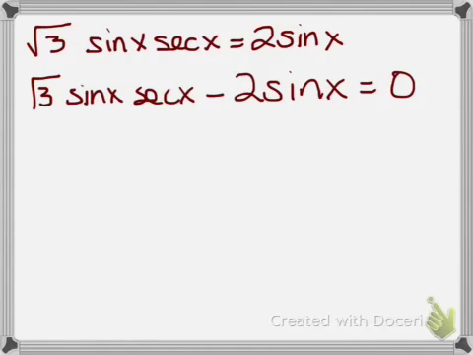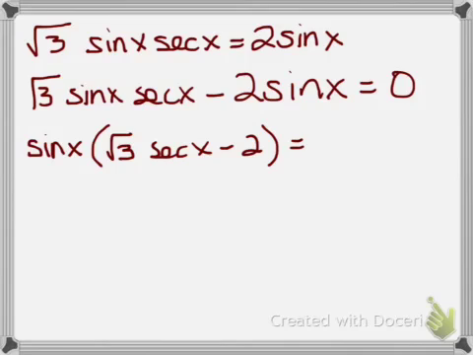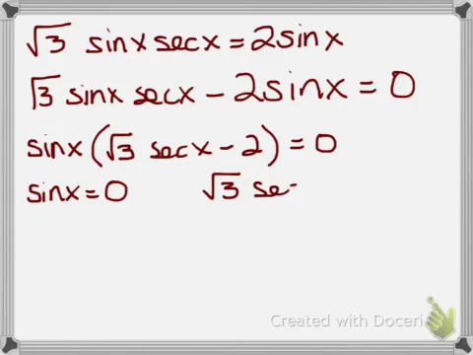And then you always look to see, can you factor? And here we can factor out a sine of x. That is your greatest common factor. So if we divide both terms by the sine of x, we're left with the square root of 3 secant x minus 2 equals 0. Okay, so this looks pretty good. Now we're going to set each factor equal to 0. So we have the sine of x equals 0 and the square root of 3 secant x minus 2 equals 0.